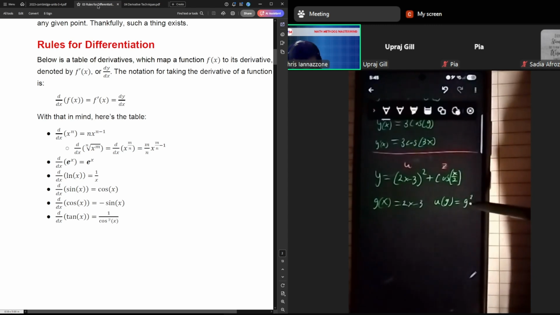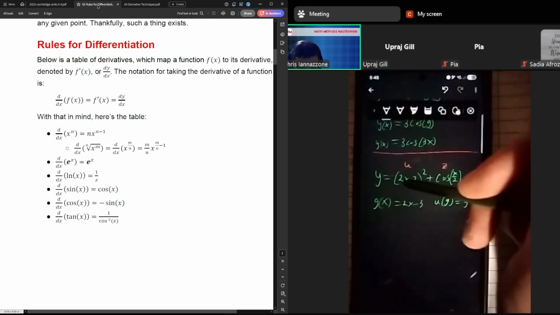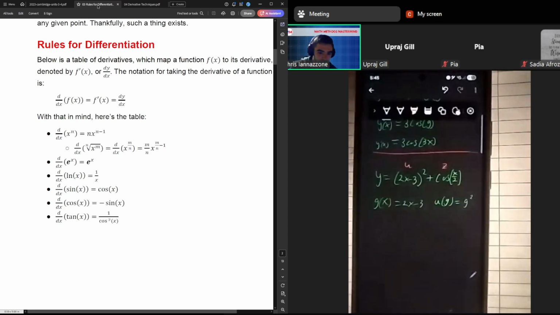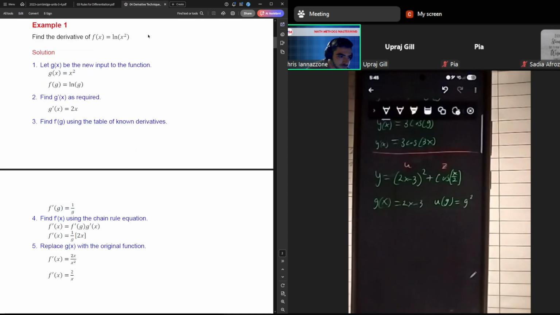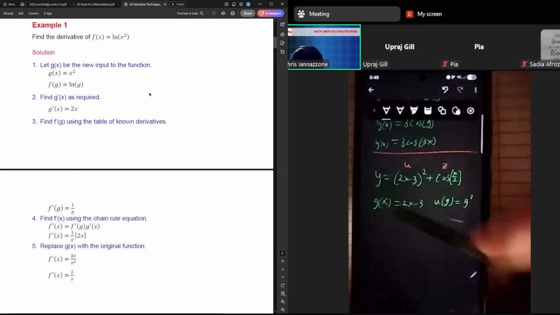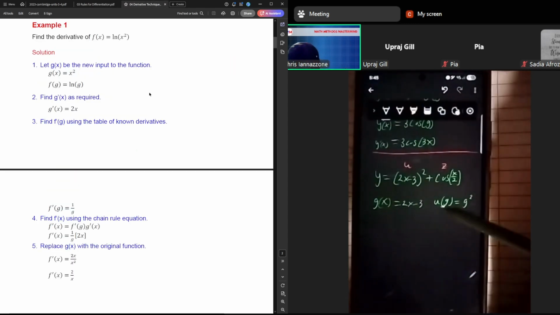This you can just do power down the front, reduce it by 1. This, not quite, because there was stuff inside there. There is no match on this table of derivatives to actually achieve just power down the front, reduce it by 1. But okay, now that we know we're trying to do chain rule on this, how do we follow this up?